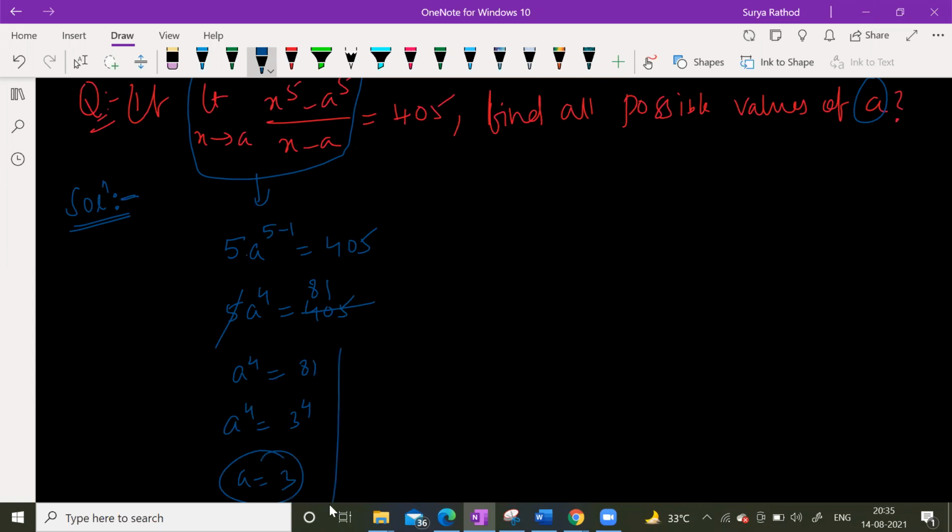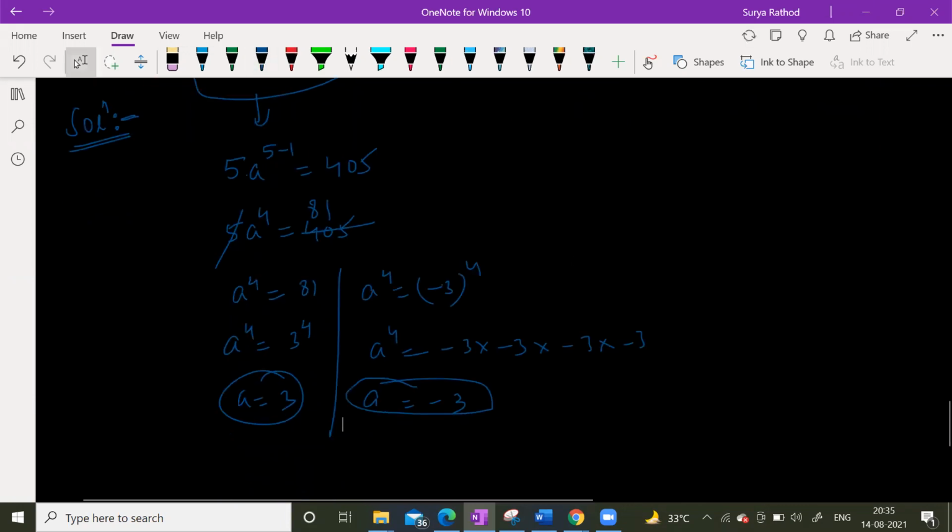But he's asking possible values of a. So now can I write a power of 4 is equal to minus 3 to the power of 4 also? Look at it, minus 3 into minus 3 into minus 3 into minus 3, four times you do, again you will get plus 81 only. So the answer is plus or minus 3. Minus 3 is also correct here. Is it clear? You understand my point? Yes, sir. Why is the a value minus 3? Can anyone of you please explain to me?